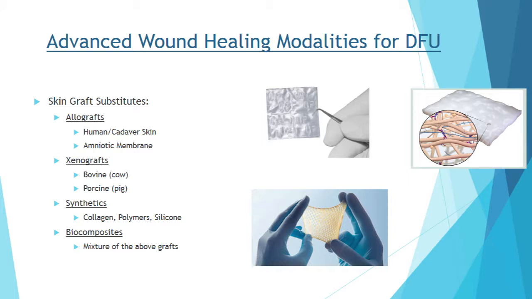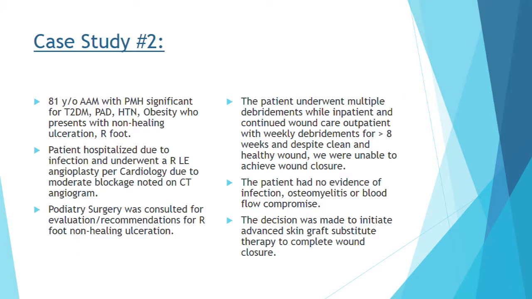Case study. So this patient is an 81-year-old African-American male, type 2 diabetic, obesity, hypertension, and peripheral vascular disease that was admitted to the hospital for a non-healing right foot wound. Patient underwent a right lower extremity angioplasty here in the hospital with a cardiologist due to moderate blockage of his right lower extremity. Who here knows what an angioplasty is? Has anybody ever heard that term? An angioplasty basically is a procedure done by a cardiologist specialist that goes into the blood vessels and opens them up to increase circulation to the foot.